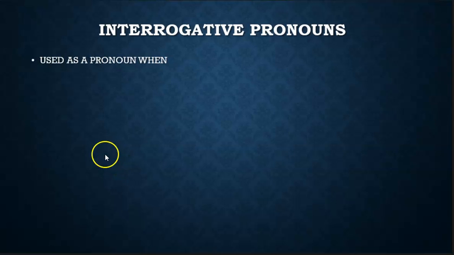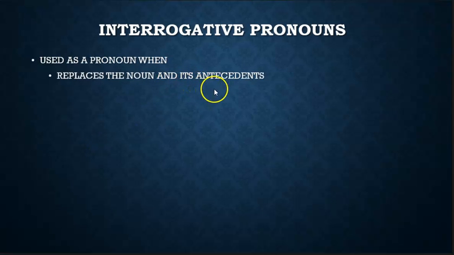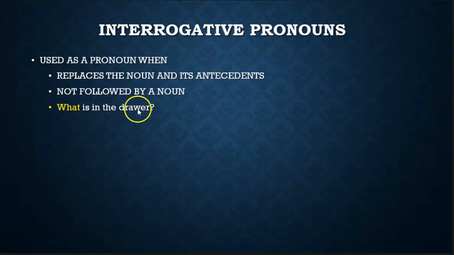So typically the most difficult part about interrogative pronouns is identifying when they're a pronoun versus when they're an adjective. So it is used as a pronoun when it replaces the noun and the antecedent of the noun, and it's not followed by a noun. What is in the drawer? So what is the subject. There's no noun after it. In the drawer is a prepositional phrase. What is the subject of your sentence.